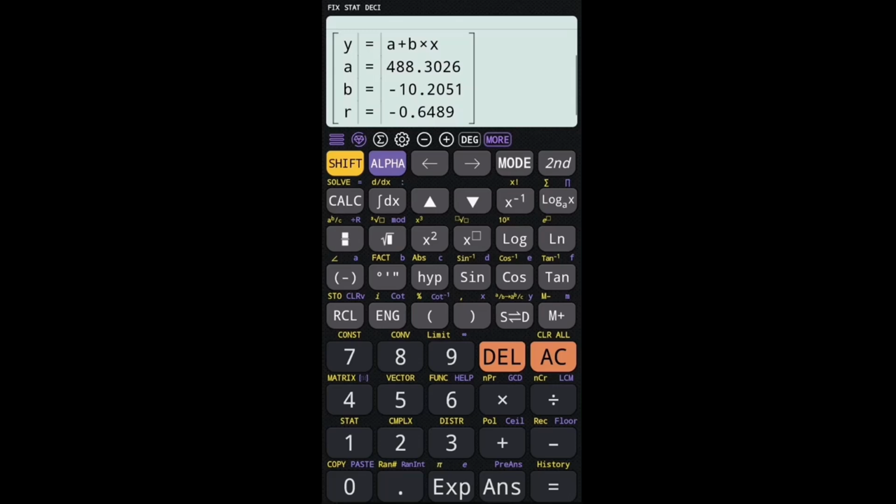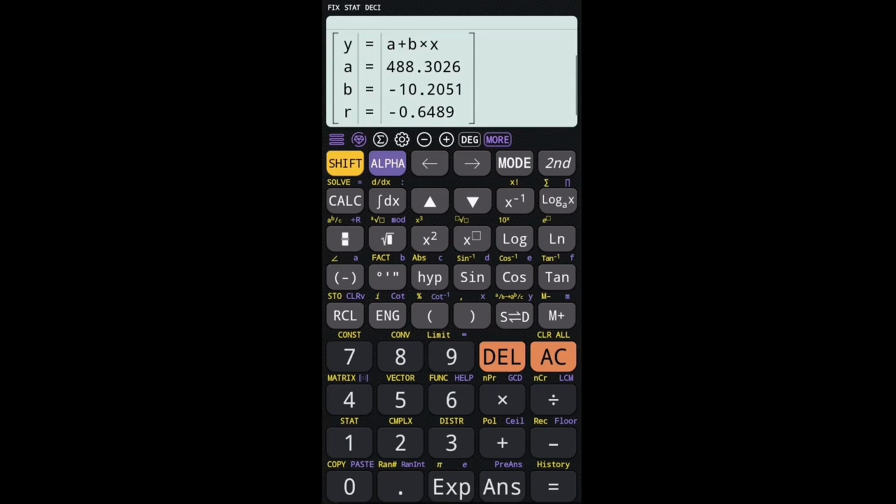So here on the screen, you can see that A is 488.3026, and then B is minus 10.2051. And then if I press number 1 on the normal calculator, I get an A value of 488.302561, right? They seem to be the same.